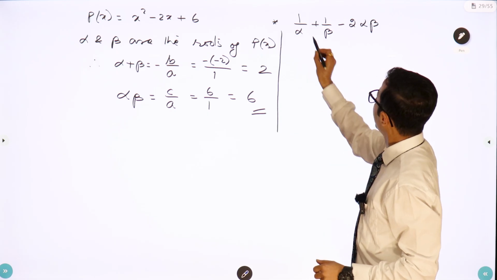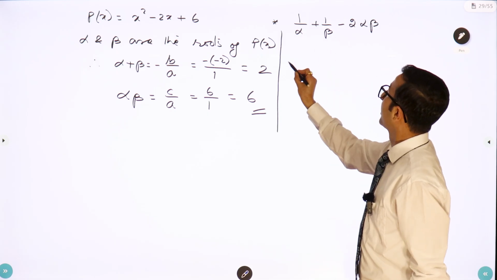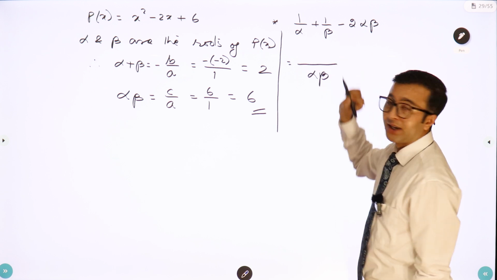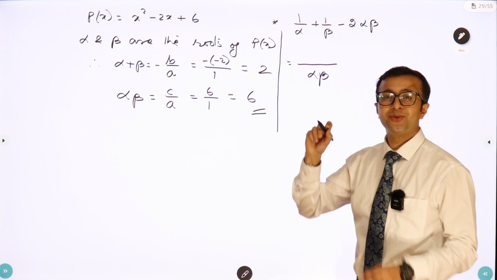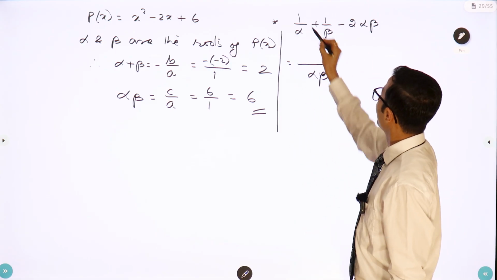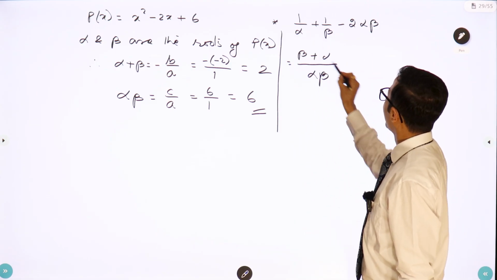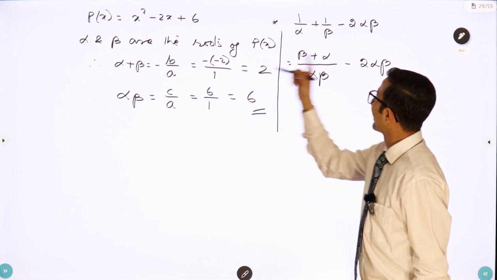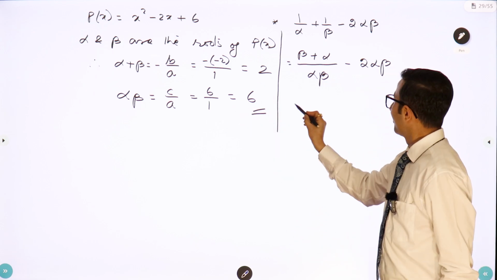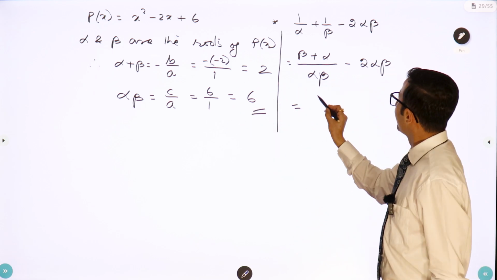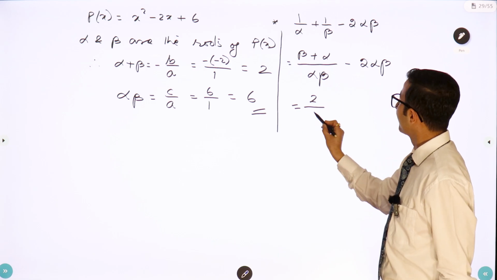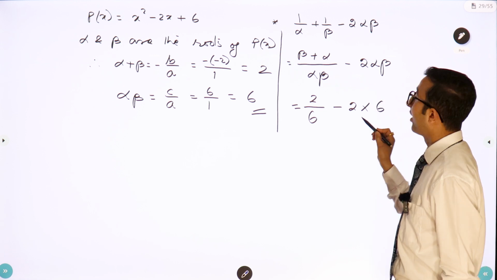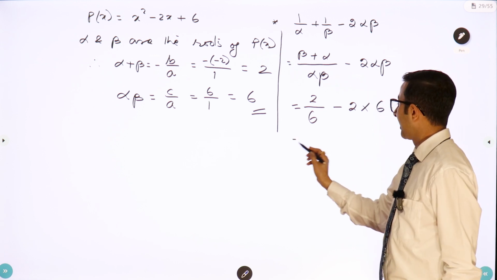See this one, we will be doing here. There is 1 by alpha, 1 by beta. If you take the LCM of these two, alpha into beta will be the LCM. I have already told you, for the calculation of fractions, you can go with cross multiplication. Beta into 1 is beta, plus alpha into 1 is alpha, minus 2 alpha beta. If you look carefully, now you can see that the sum of the roots and the product of the roots are both available. So in place of alpha plus beta, we can write 2, and in place of alpha into beta, we can write 6. Minus 2 into the product of the roots, that is 6.